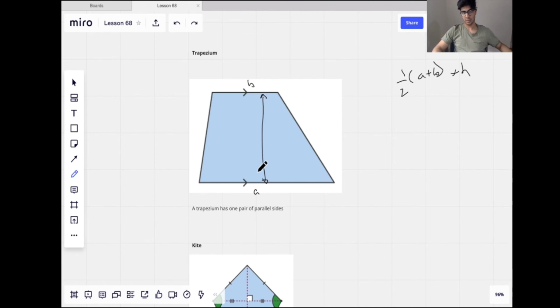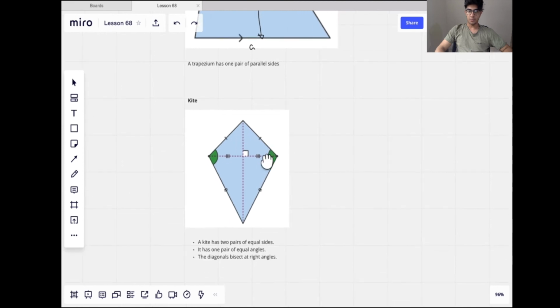And then we've got a kite. The kite has two pairs of equal sides. Sorry, not parallel sides, two pairs of equal sides. This length is equal to this length, this length is equal to this length, and the diagonals bisect each other at 90 degrees. And there's one line of symmetry, which is this one here. You can fold it across there. And that's about it for the properties that you need to know.